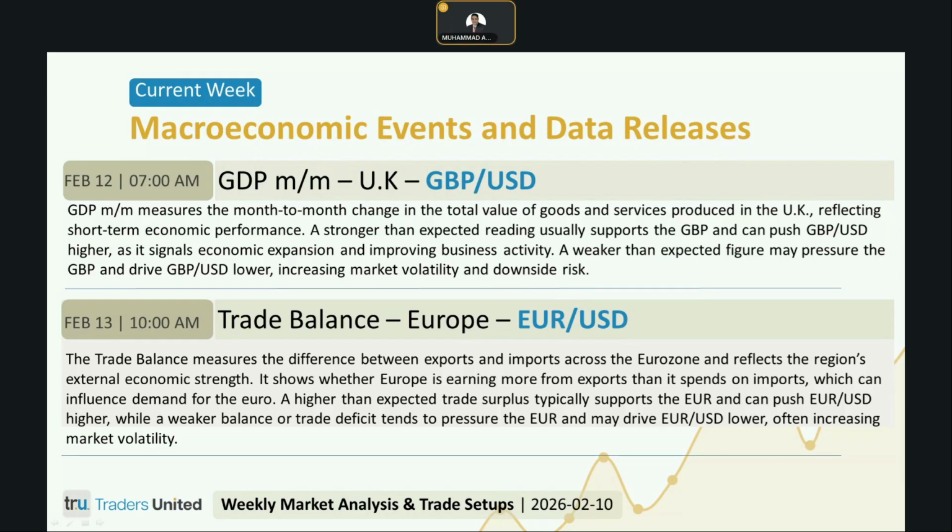The overall analysis and the key takeaway is the upcoming Eurozone trade balance release is expected to show an improved surplus at 11.8 billion. With expectations already leaning positive, the euro reaction will depend on whether the data confirms this improvement or disappoints. Any significant deviation could quickly shift the balance and cause Euro USD to move sharply.